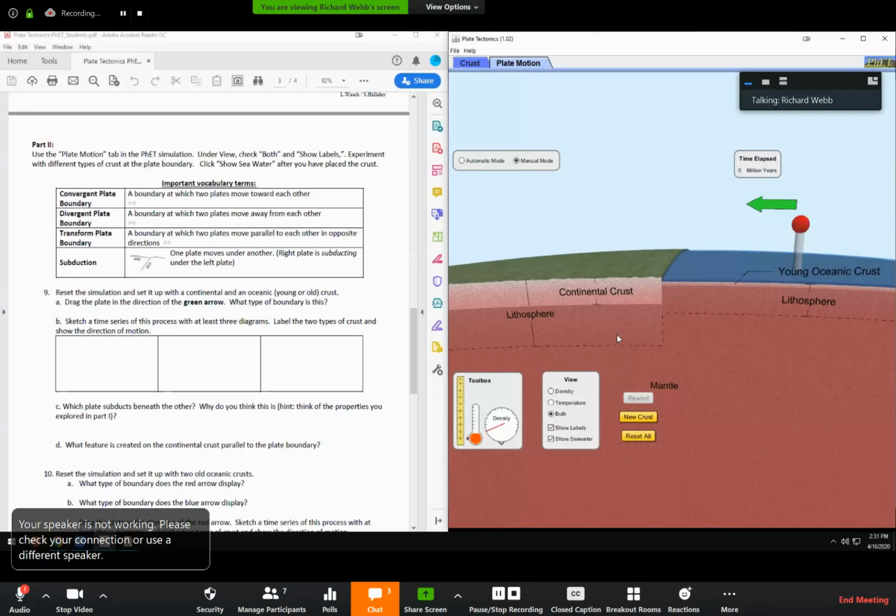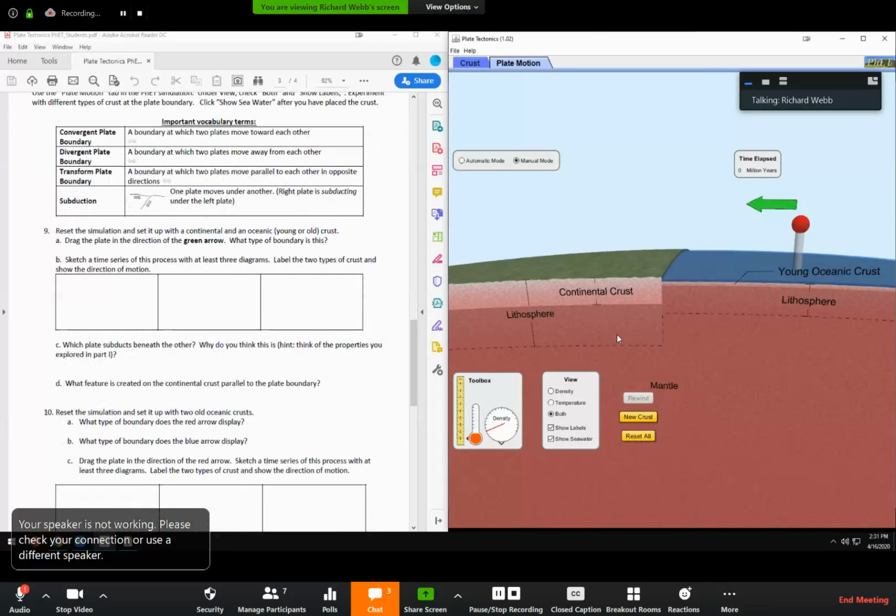Note we have the descriptions or definitions of what a convergent plate boundary is, a divergent plate boundary, and a transform boundary. And of course, what subduction is. Now, after you've played around, then we're going to get serious. So set it up with a continental and an ocean crust.